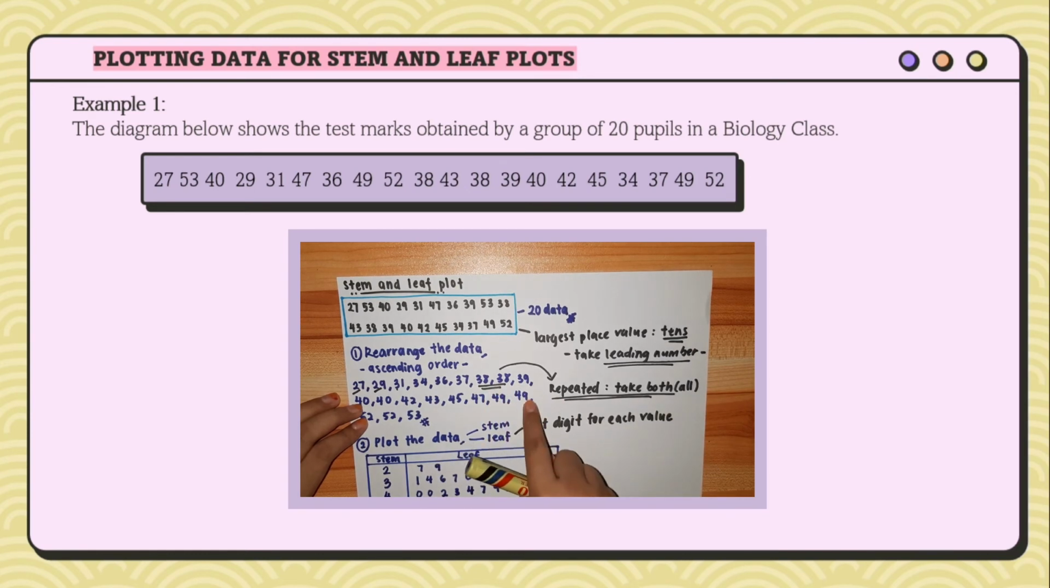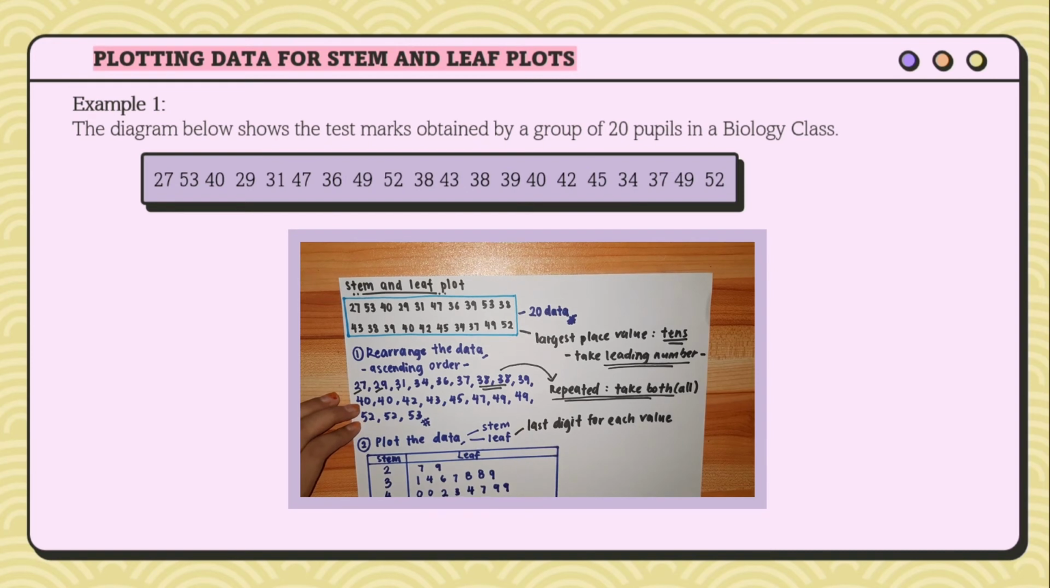I wrote the leaf is 4. But actually, the leaf is number 5 because we don't have number 44. We have number 45. Okay, please take note. And the last stem is 5. The leaf will be number 2, 2, and 3.